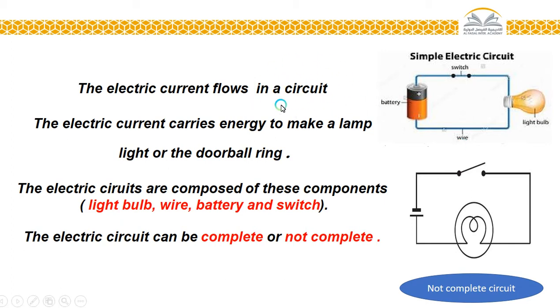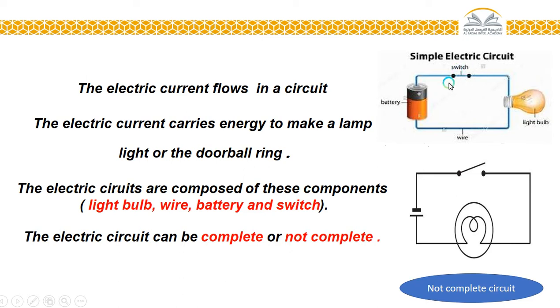Circuit, what's the meaning of circuit? When the electric current carries energy to make a lamp light or the doorbell ring, this is called a simple electric circuit. The simple one is made by a battery, and a switch on or off. You need to close or open the electricity, and this is the light bulb and this is the wire. So this is a very simple electric circuit.